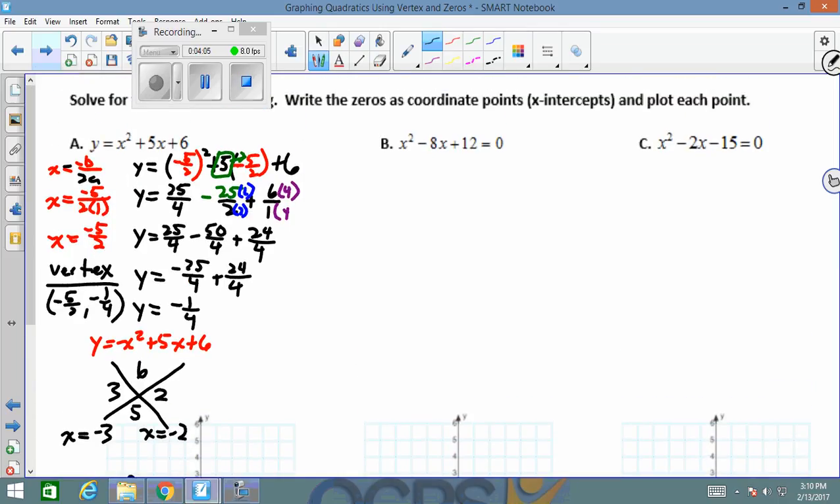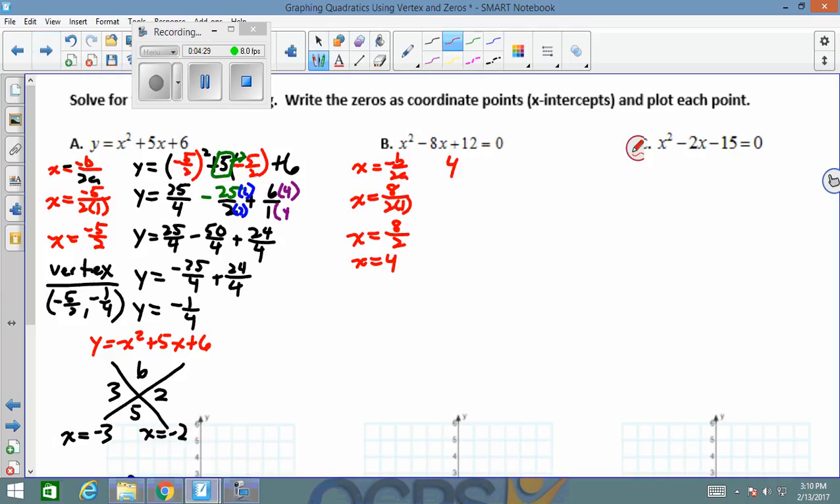Okay, let's try the next one. This one's not going to be as bad because we're not going to get a fraction. Remember, it's x equals -b over 2a. So the opposite of b would be +8 over 2 times 1. So it would be 8 over 2. So our x of our vertex is 4. Then we're going to put that into our function.